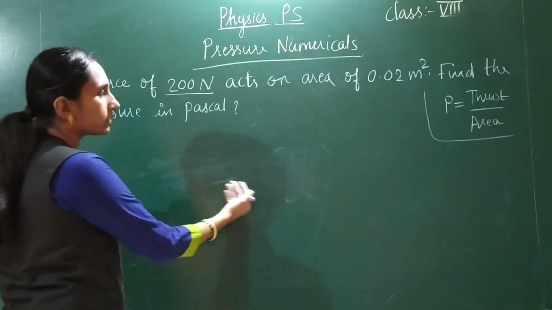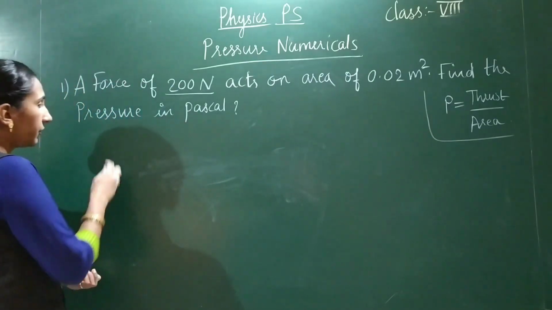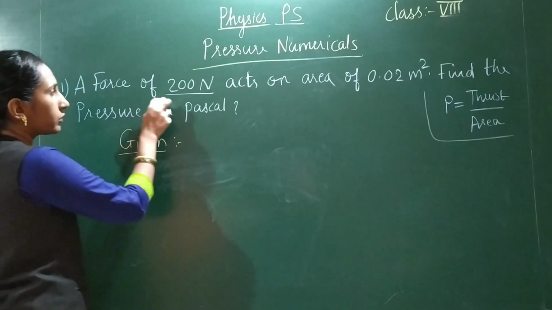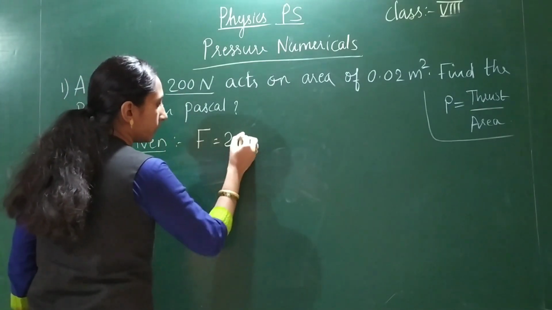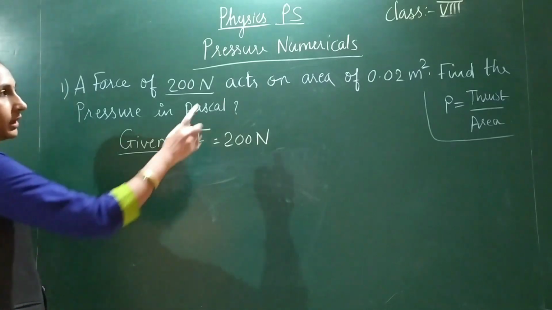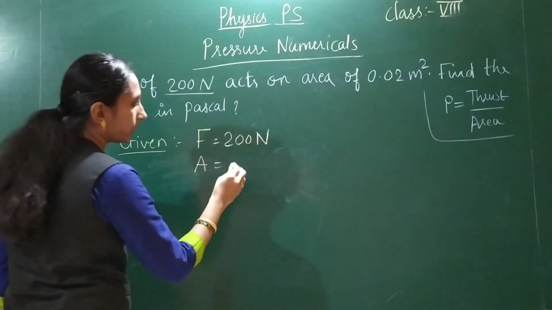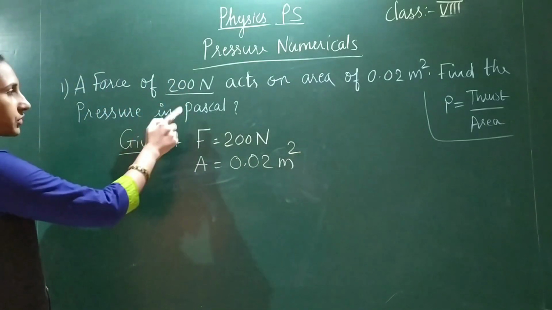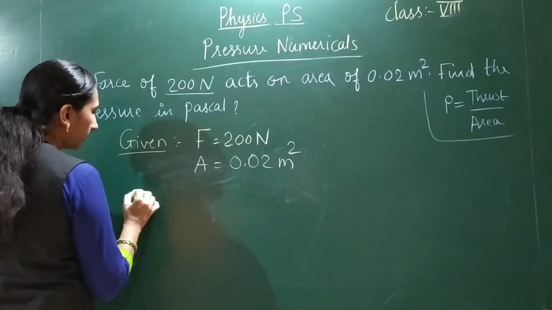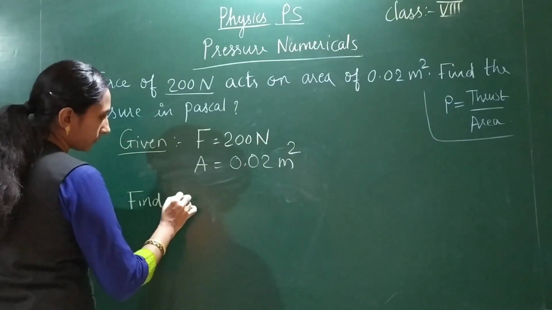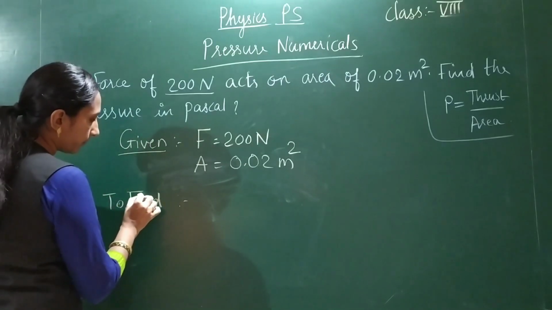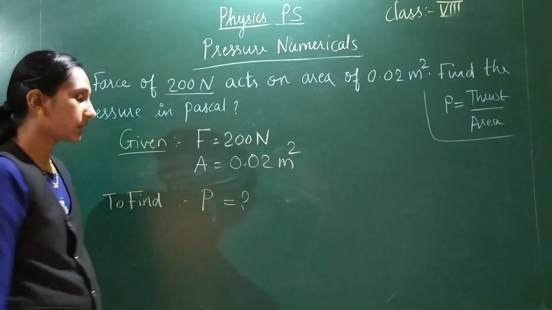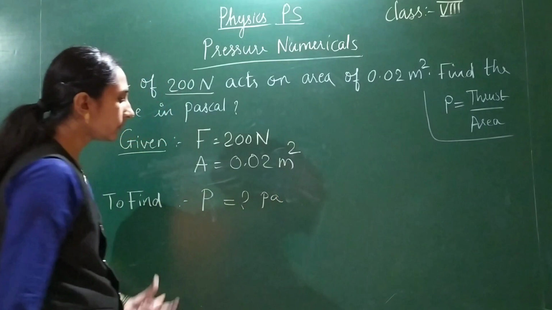While solving these numericals, how should you solve them? First you should always write the given things. What things are given here? Force of 200 newtons: F is equal to 200 newtons. Then area A is given as 0.02 meter square. Find the pressure in Pascal. To find: pressure in Pascal. This you have to find.